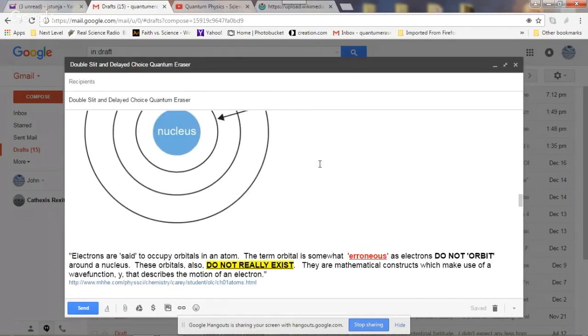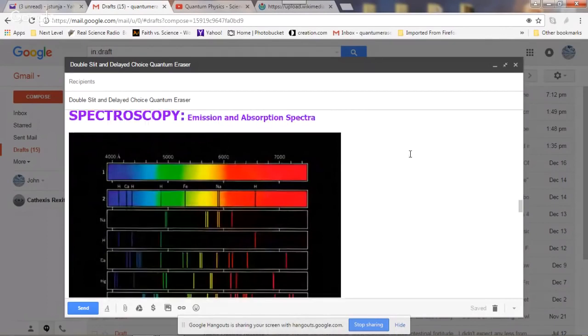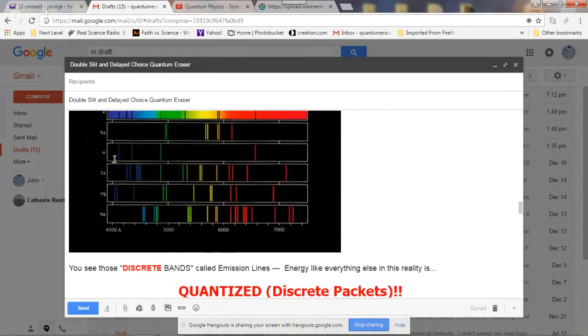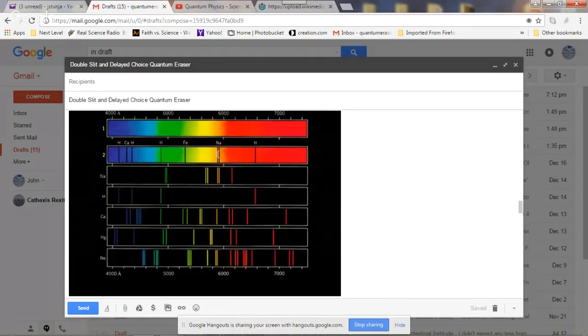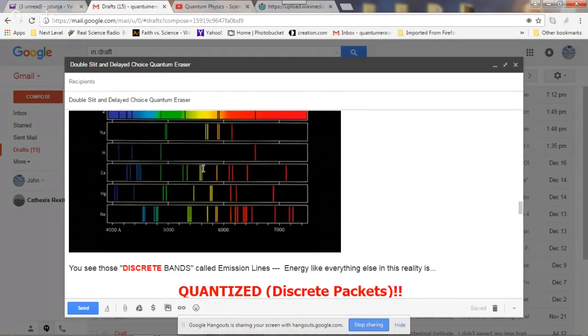And what does that validate? And how do we know that? Well, because of this. Spectroscopy. Emission and absorption spectra. You see, I have different atoms in here. I got sodium, hydrogen, calcium, neon, and mercury. So what this is saying is, you see these discrete bands? They're called emission lines. And emission and absorption, which is right above, is the same. It's more or less the different sides of the same coin.